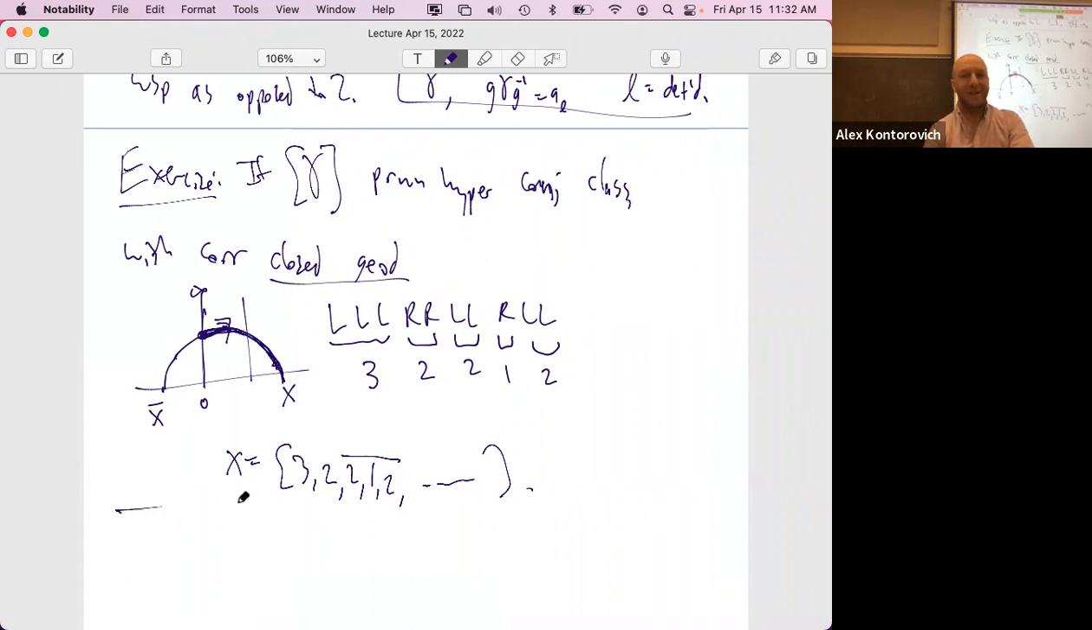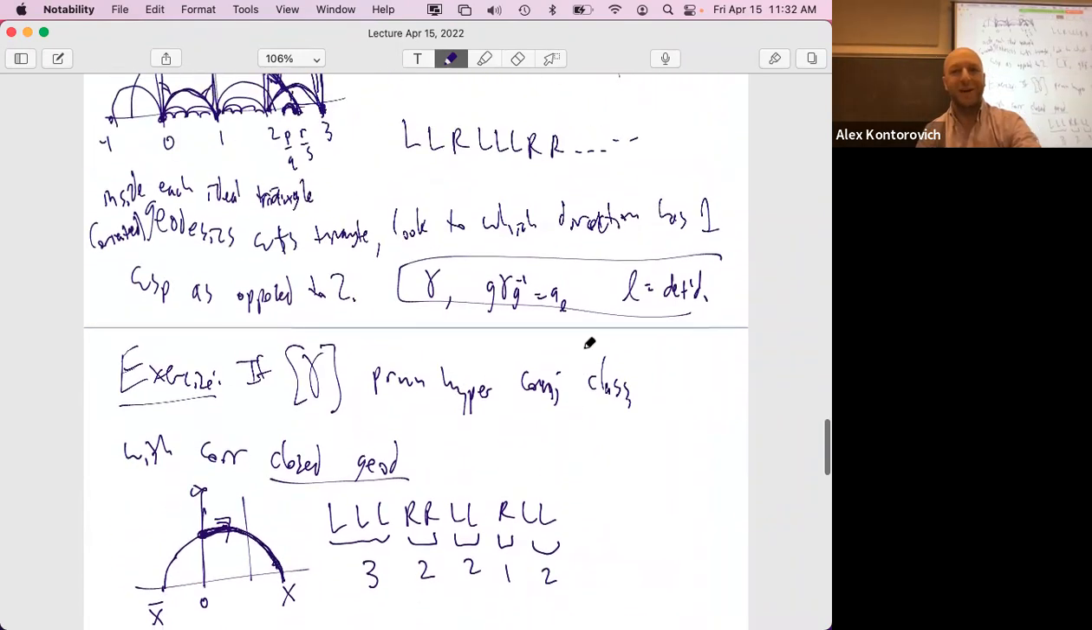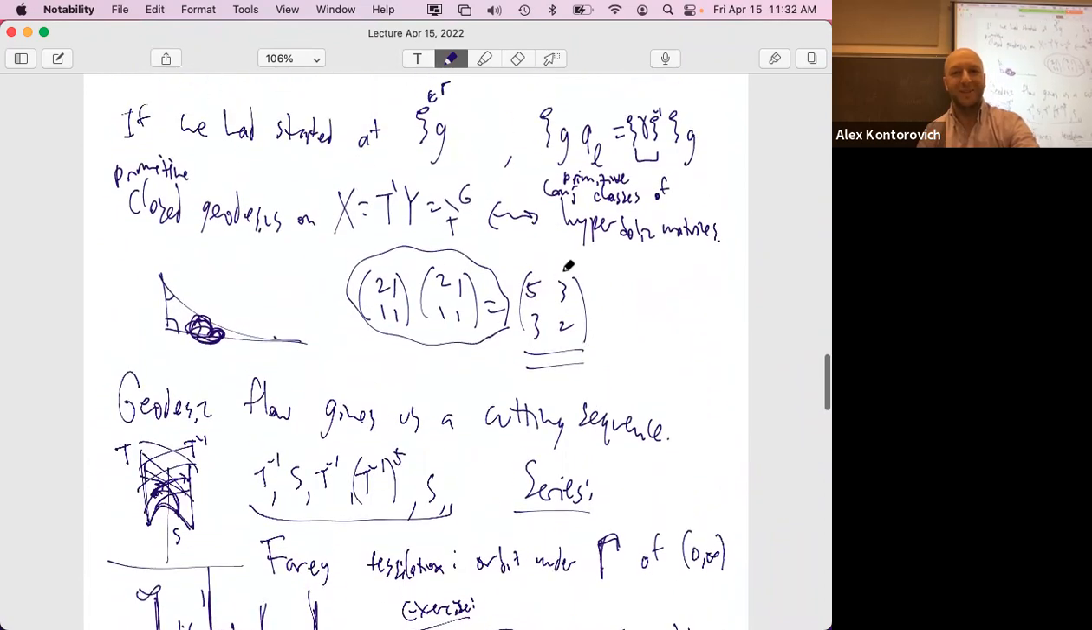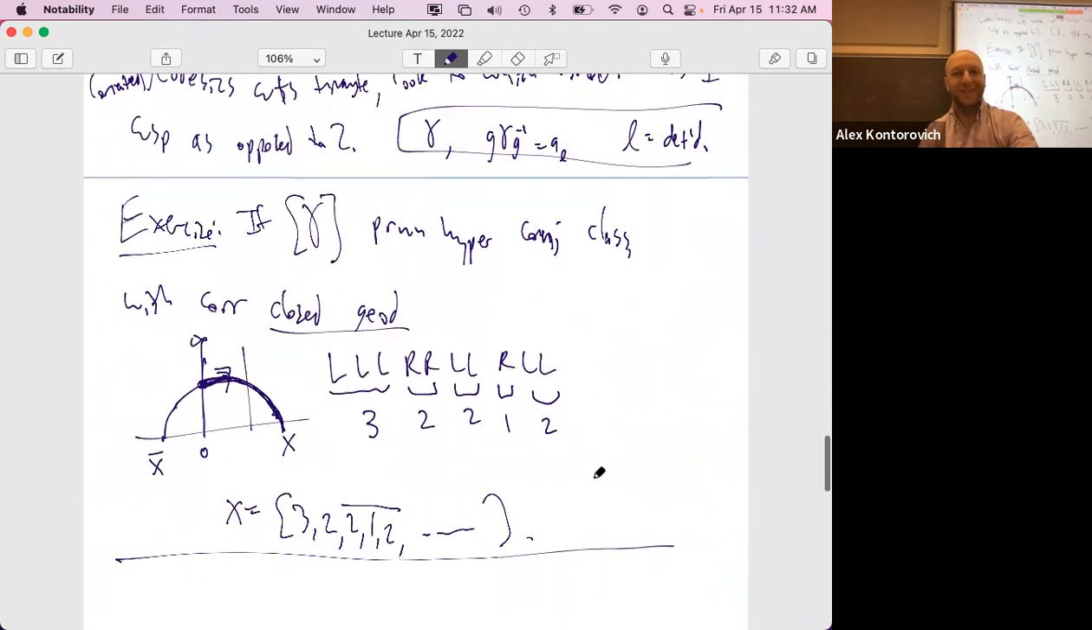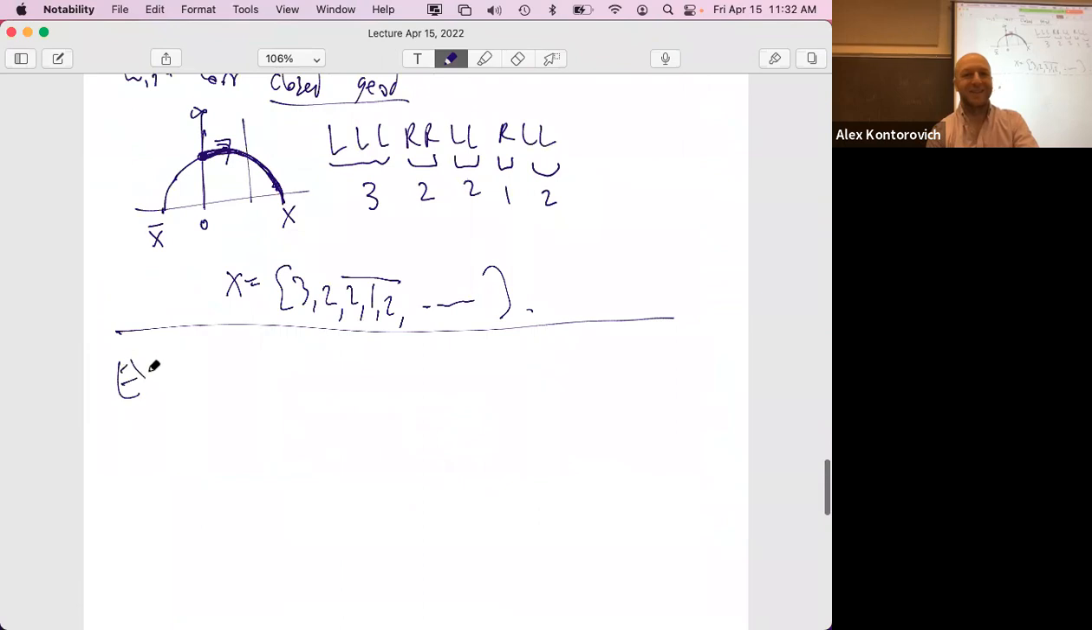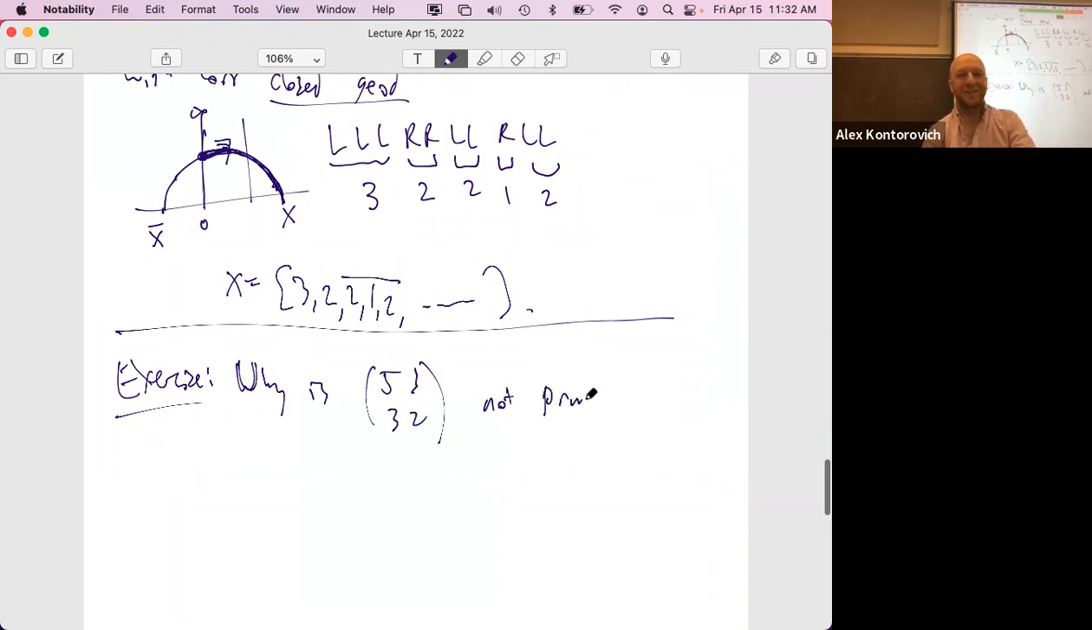And so now let me ask you, how do you tell if a hyperbolic conjugacy class is primitive? How could you tell that this matrix 5, 3, 3, 2 is imprimitive? So, exercise: why is 5, 3, 3, 2 not a primitive matrix?